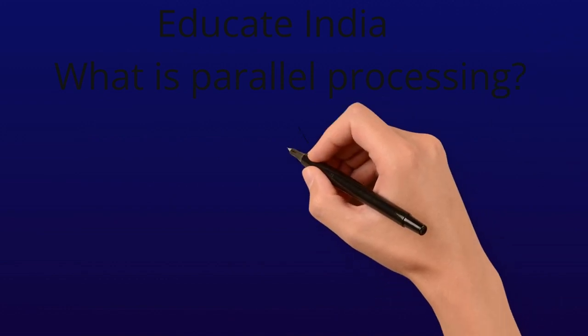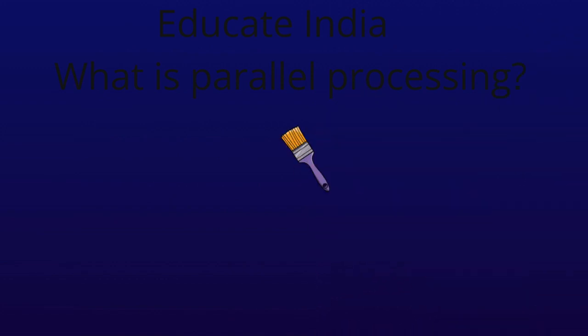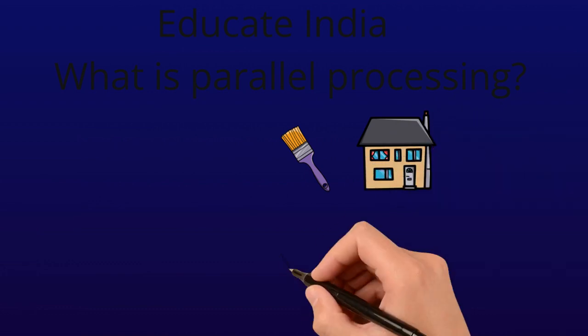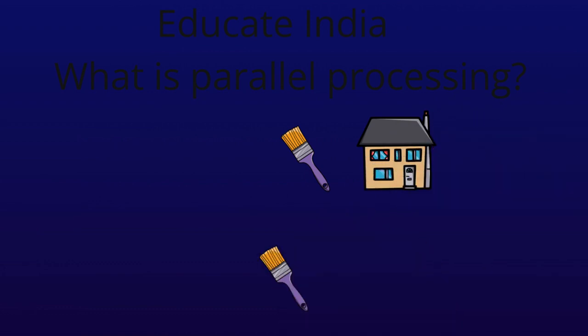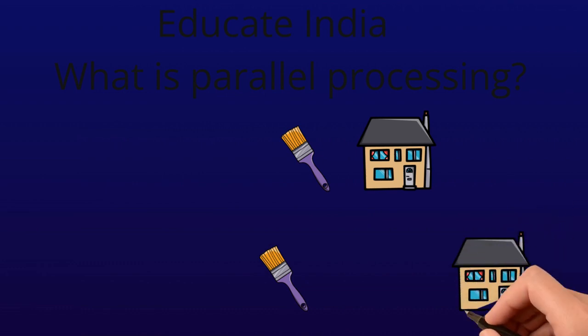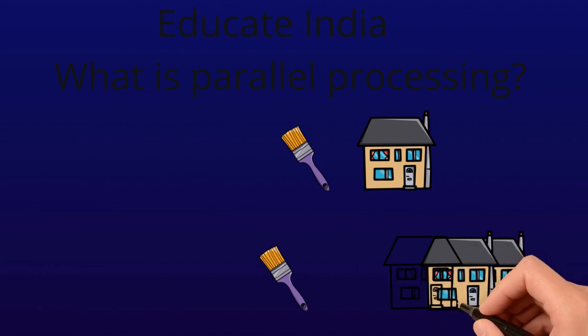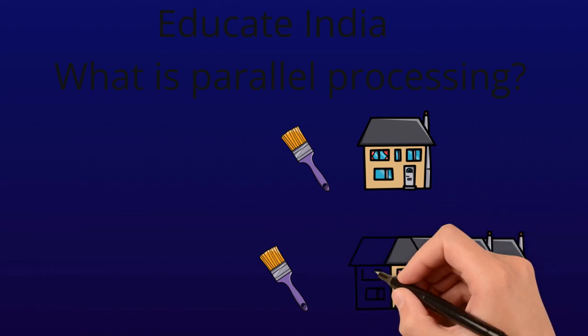Today we are going to see what is parallel processing. Let's assume for one man it takes 1 day to paint a house. So for one man, it will take 10 days to paint 10 houses. If we continuously increase the number of houses to paint, then the time required to paint them will also increase.